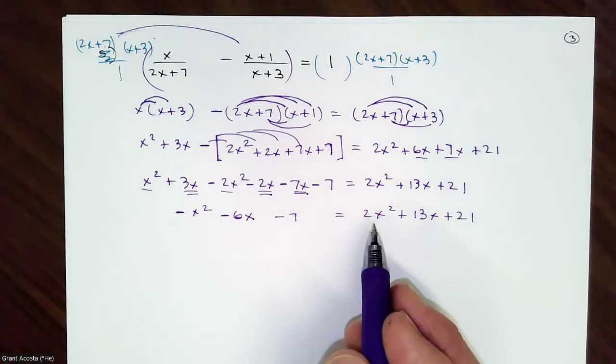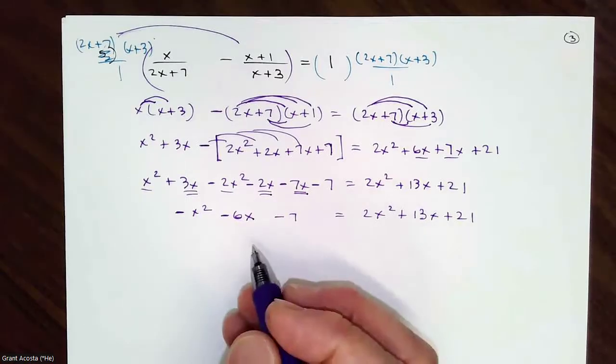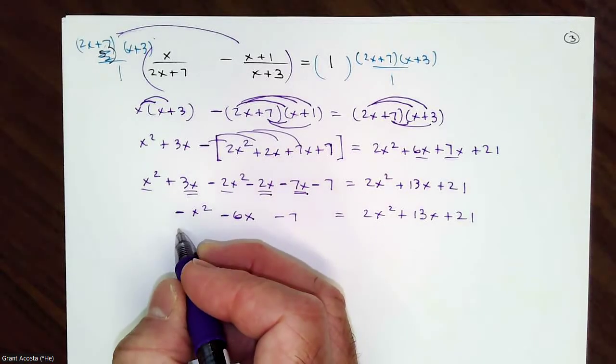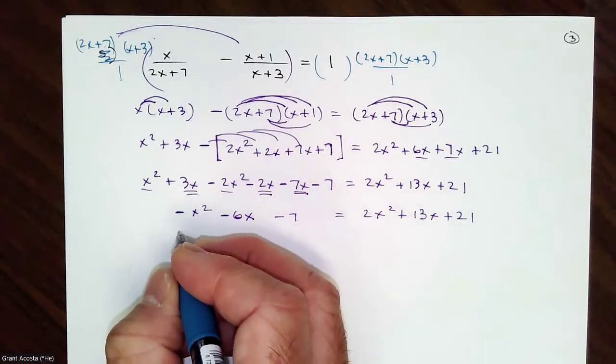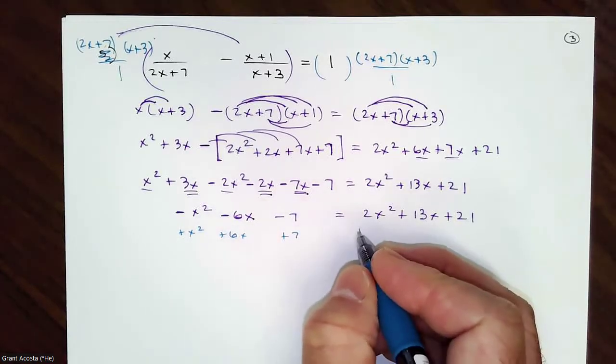And now since I see I have some x squared terms, I want to make one side equal to 0. It doesn't matter which side. I would say it's probably easier, since all of these are negative, to just add these over to the other side rather than move these over here and make them more negative. So I'm going to add x squared, add 6x, add 7.